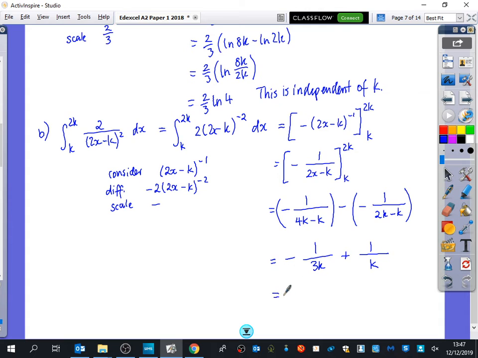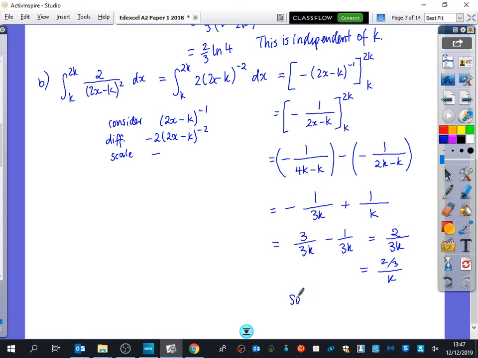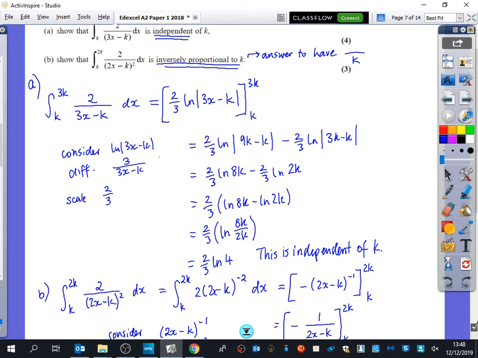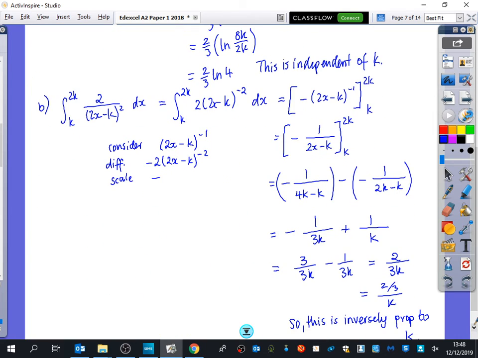Let's make this one have a common denominator. So we've got 3 over 3k minus 1 over 3k, which is 2 over 3k. If we wanted to, we could write that that's 2/3 over k, and then we just need a sentence to say, so this is inversely proportional to k. Okay, we end up with that k on the bottom, because if you remember at the beginning, what we tried to say here is that this is inversely proportional to k. Quite a lot of work there to come up with just those 3 marks. It's all for that integration that we've got there.